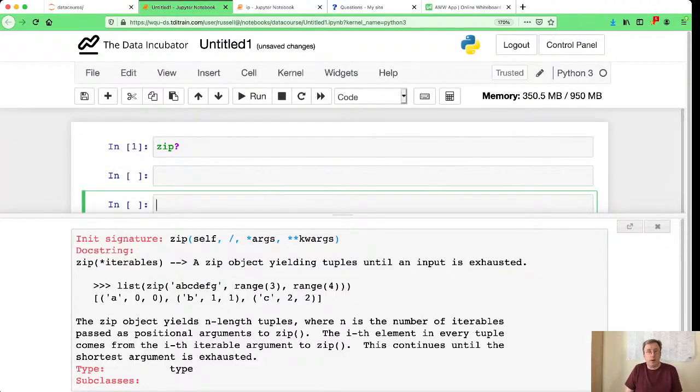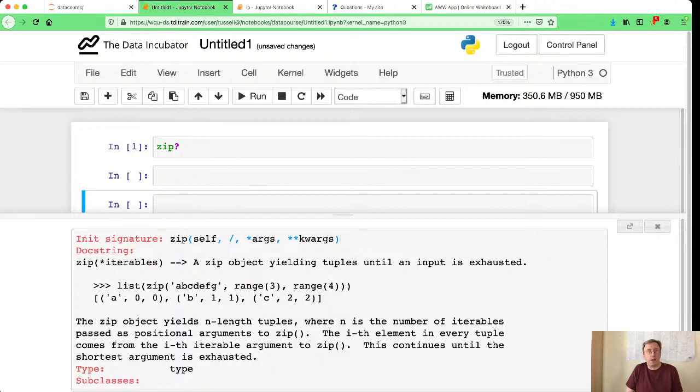Zip: a zip object yielding tuples until an input is exhausted. So zip on this set of characters and range of 3 and range of 4, I get 3 tuples. The zip object yields n-length tuples where n is the number of iterables passed as positional arguments to zip. The ith element in every tuple comes from the ith iterable argument to zip. This continues until the shortest argument is exhausted.